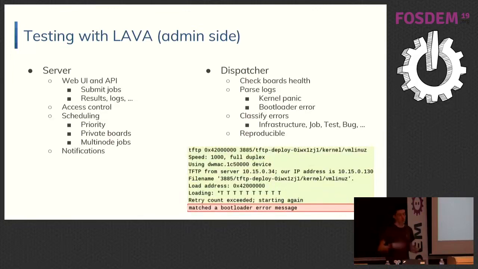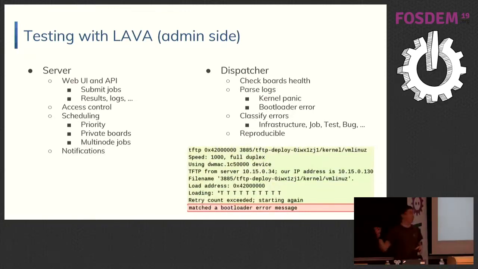We'll do the scheduling with priorities and things like that. We can even do multi-node jobs, which is one job definition that is using more than one device. For instance, you want to test a streaming program like VLC. You will have two boards. One will be the server and one will be the client. And it will be all in the same job definition.